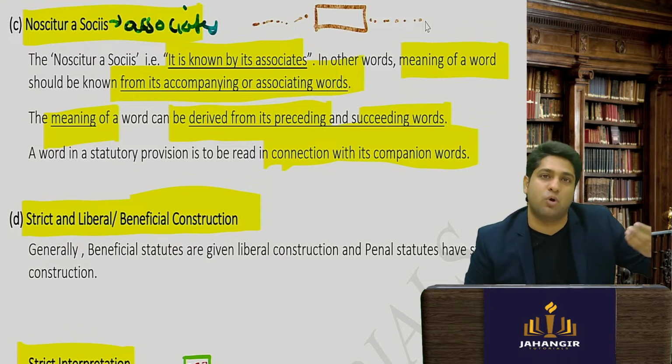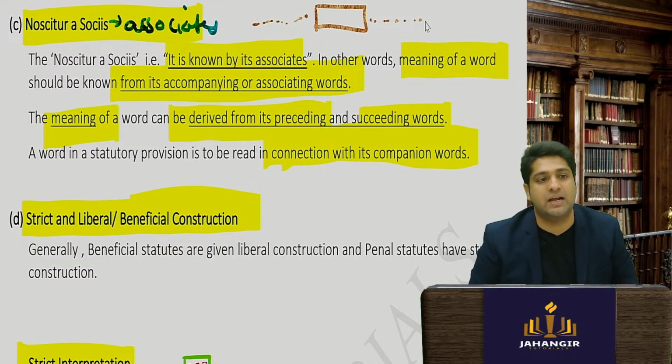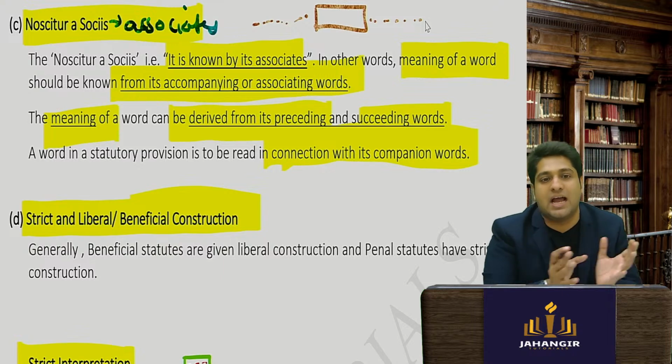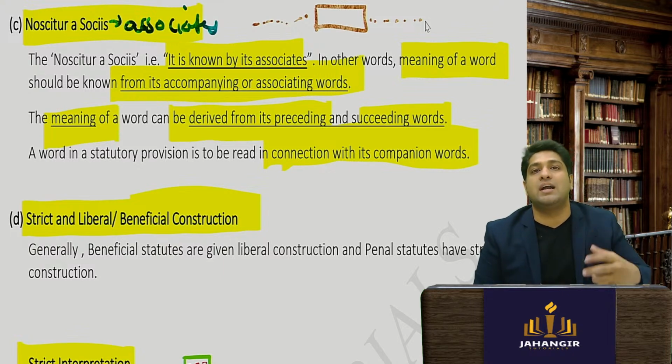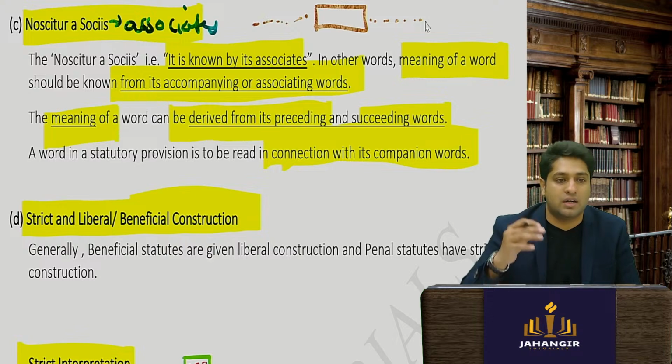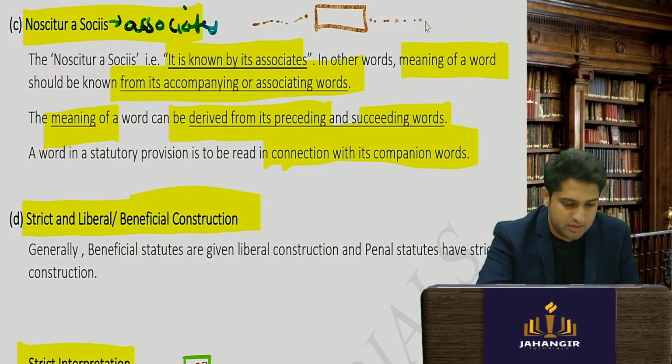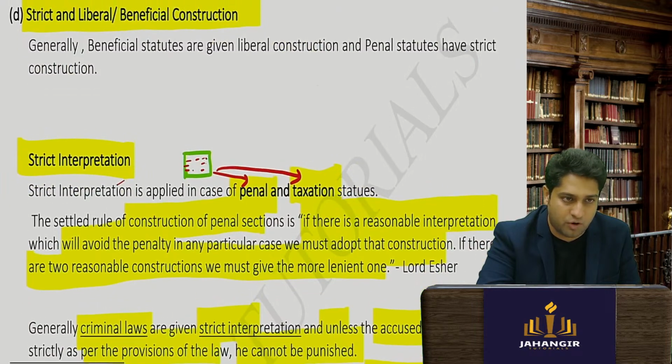sentence and we see what is coming before, what is coming behind. So the meaning of the word, the interpretation, can be derived from the preceding words and the succeeding words. So we are trying to find a connection with the companion words. Very easy, very important.